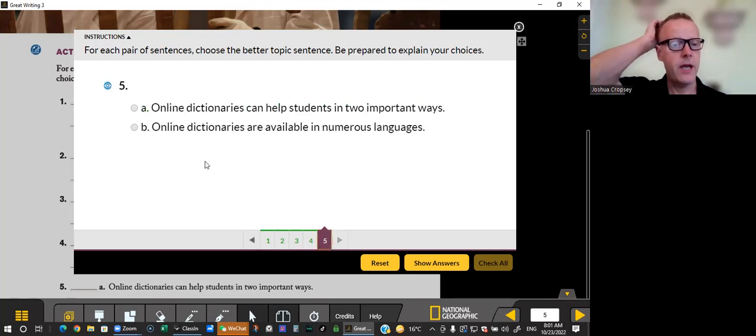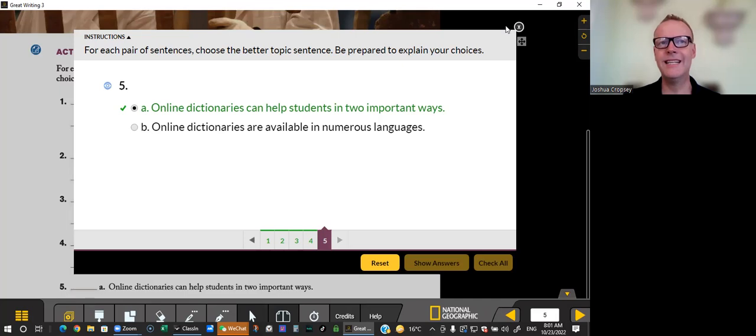Number 5, A. Online dictionaries can help students in 2 important ways. B. Online dictionaries are available in numerous languages. Again, B is just a statement. It's just a fact. Whereas A, now we've got something to write about. 2 important ways that online dictionaries are helpful. A would be the correct answer.